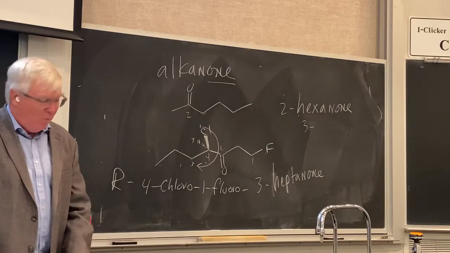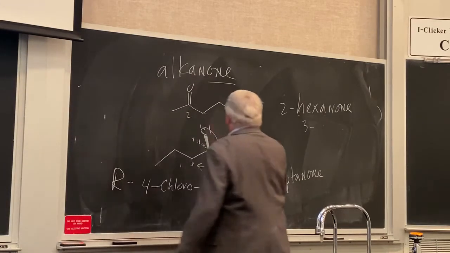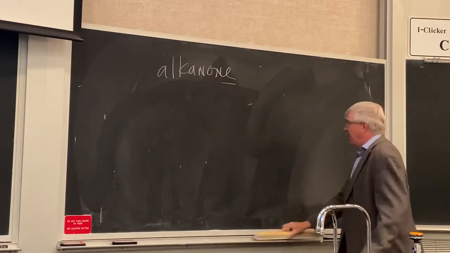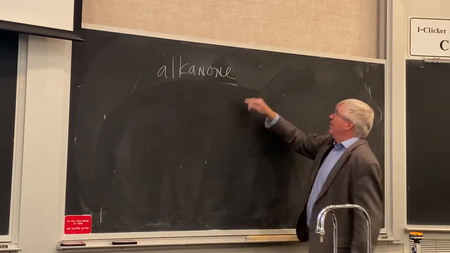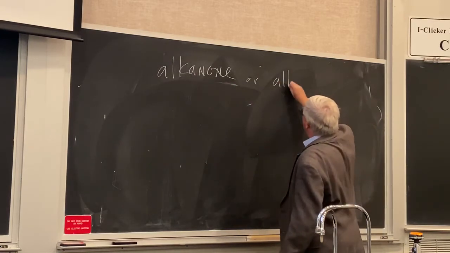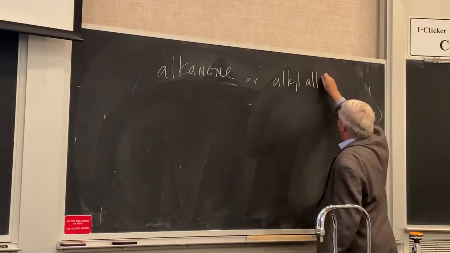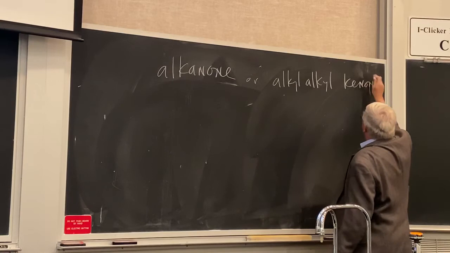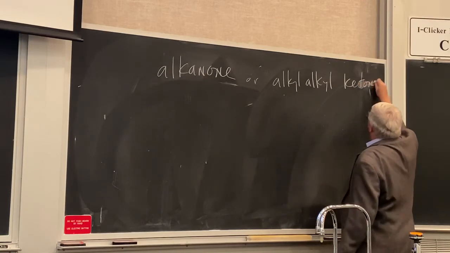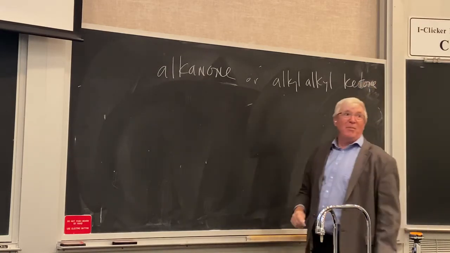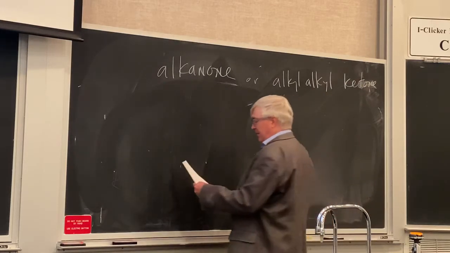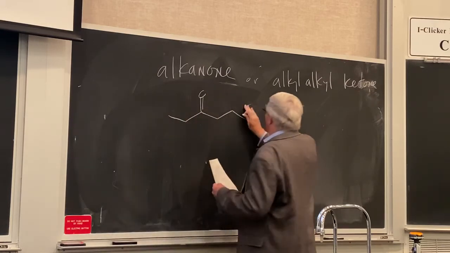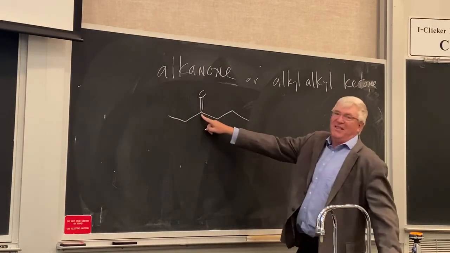Let's see, another way to name ketones is to call them alkyl-alkyl ketone. This is the IUPAC way, alkanone, or alkyl ketone. And this lets you say, well, whatever we've got on the side of the carbonyl group, we're just going to call it a ketone. Okay, so here we have an ethyl group and a propyl group on the ketone.